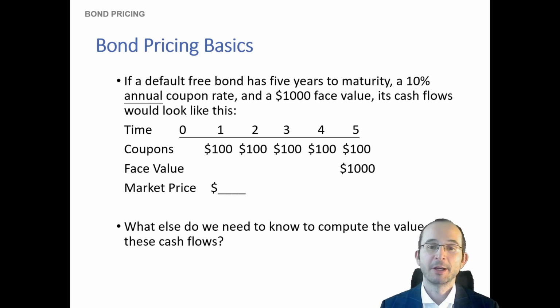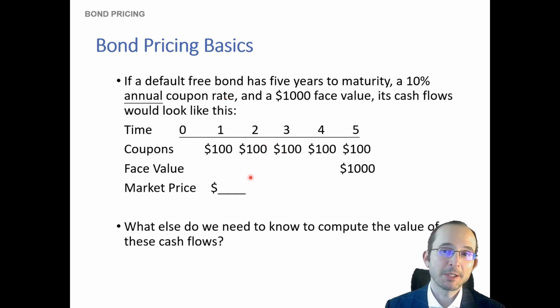And then in year 5, it'll also pay back the principal, the face value. So the year 5 payment will actually be 1,100. Now, let's say this bond is default free, so we don't have to worry about some of these cash flows not occurring. What would be the price of this bond?